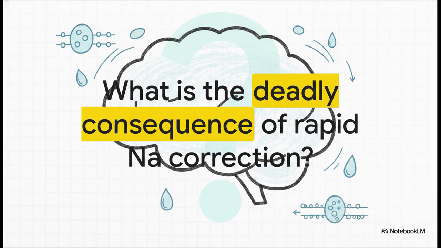I'm going to leave you with one final provocative question. Say you have a patient with severe SIAD and profound hyponatremia. If you rush in with hypertonic saline to correct their sodium too quickly, what deadly consequence occurs? The answer is osmotic demyelination syndrome.